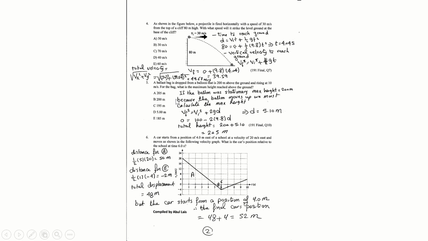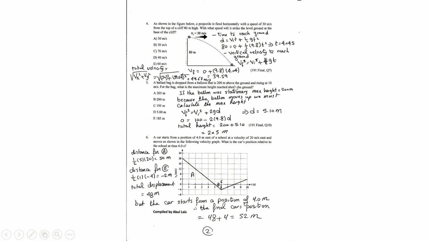Now the next question says that a ballast bag is dropped from a balloon that is 200 meters above the ground and rising at 10 meters per second. For the bag, what is the maximum height reached above the ground?